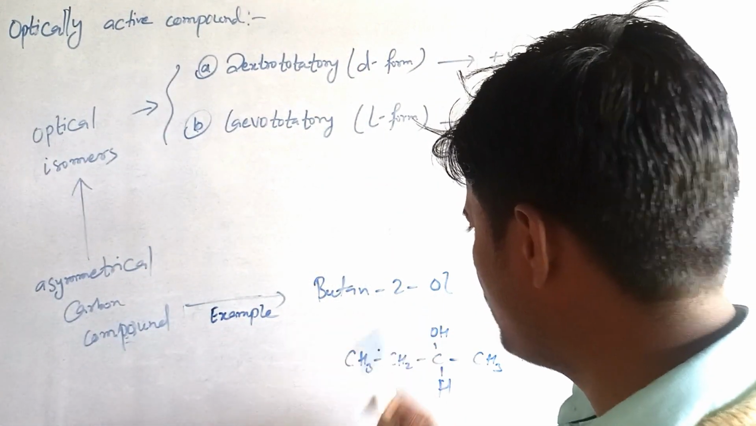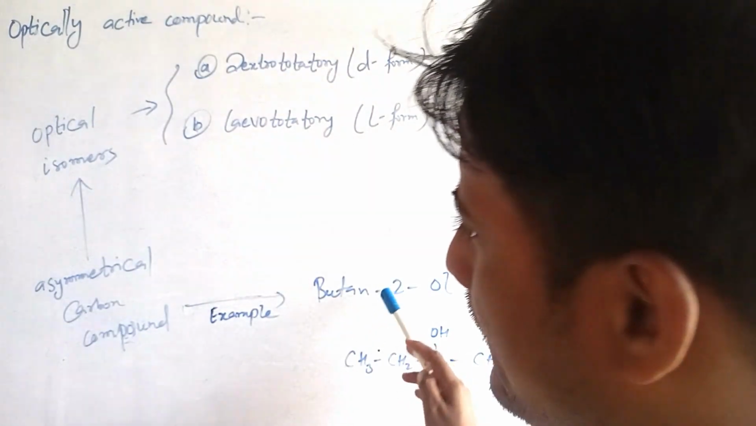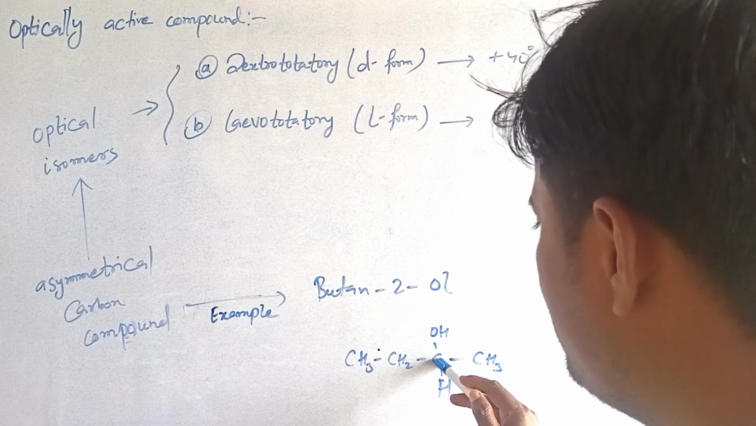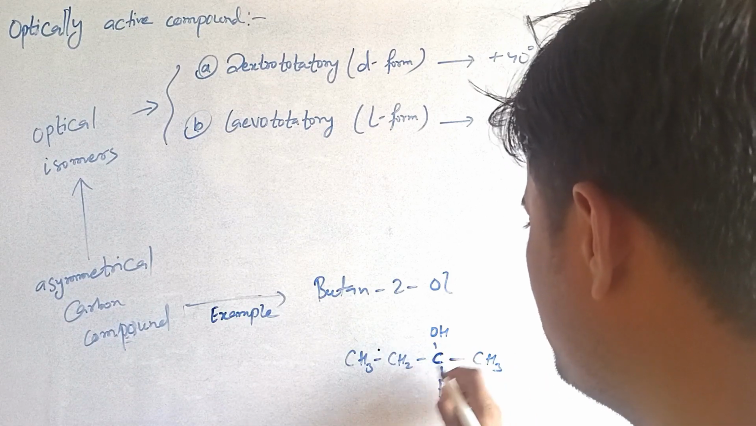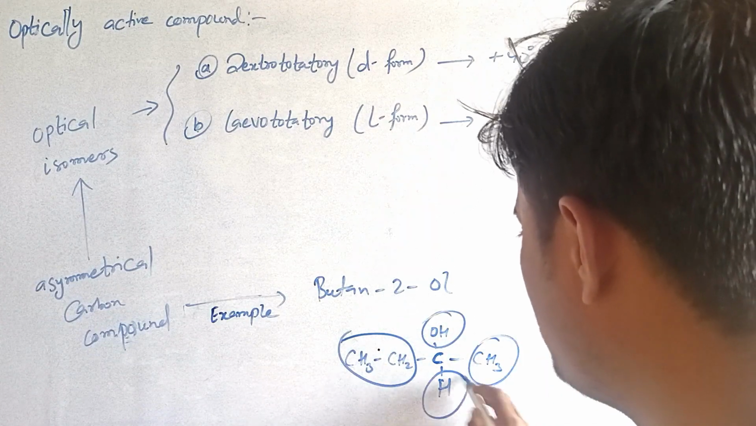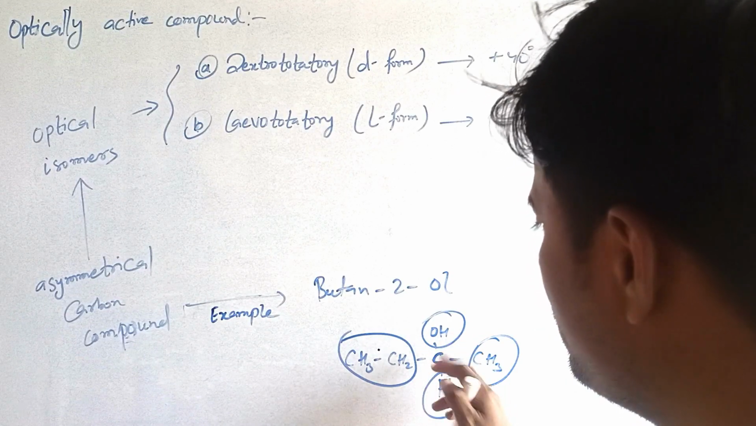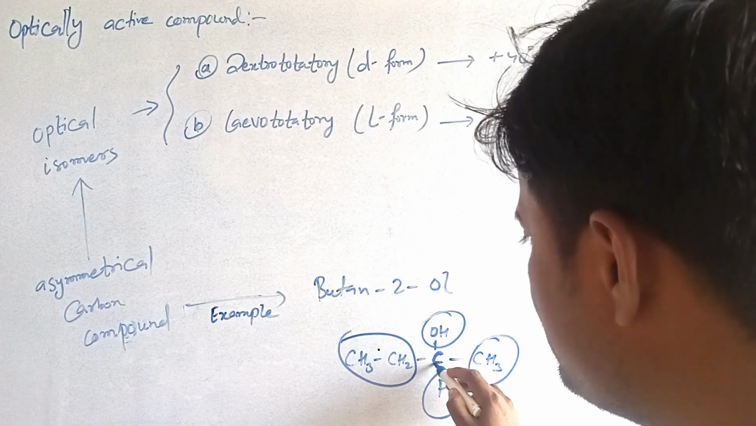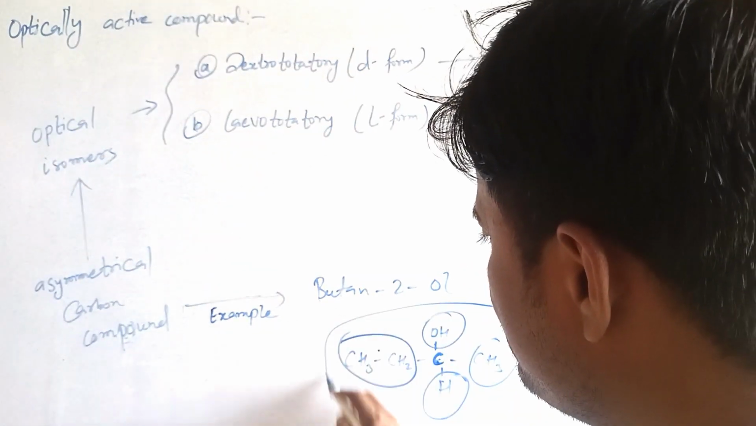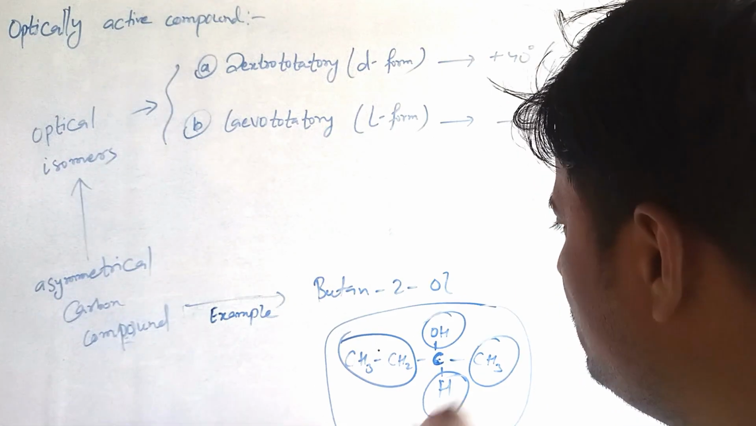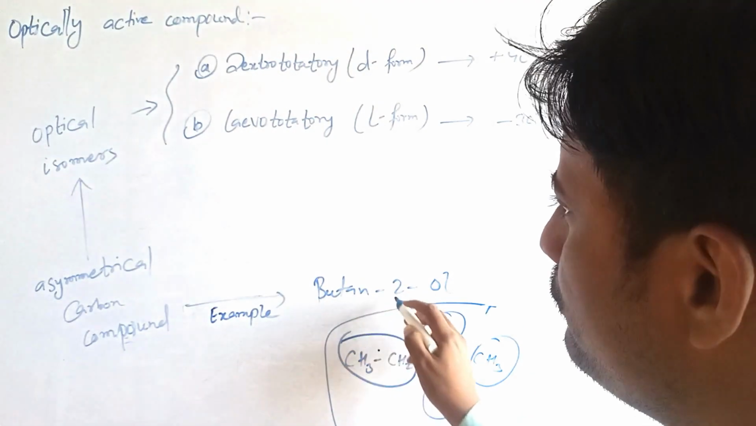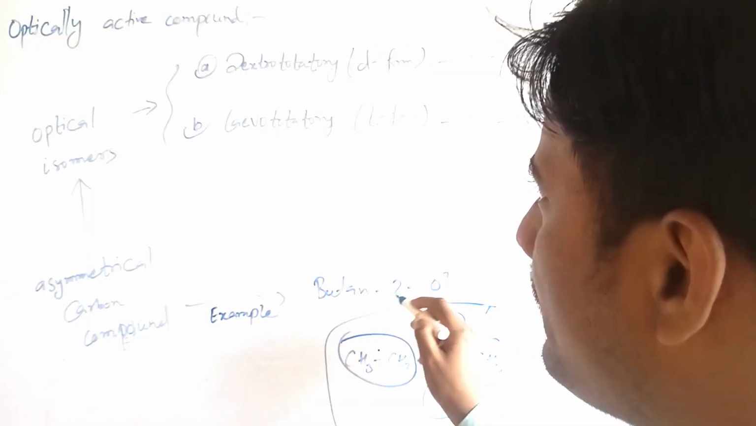For example, butan-2-ol. This is an example of an asymmetrical carbon compound. Here we see that the constituents on this carbon are: this is ethyl, this is hydroxyl group, this is methyl group, and this is hydrogen. So there are four different constituents attached to this central atom. So this carbon is an asymmetrical carbon, and hence this compound is an asymmetrical carbon compound, and as a result butan-2-ol is an optically active compound.